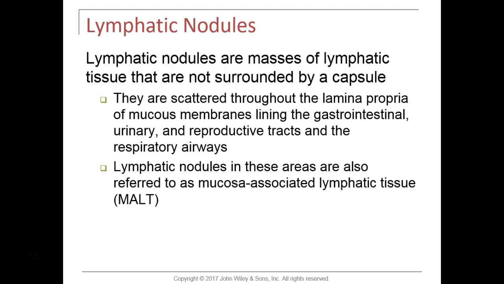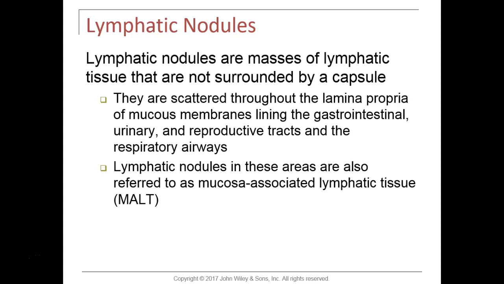Lymphatic nodules are part of what we call our secondary lymphatic tissues. Since they're not encapsulated, they're often referred to as mucus associated lymphatic tissues, or MALT. And these little collections of lymphocytes without a capsule around them are scattered through what is referred to as the lamina propria of our mucous membranes.